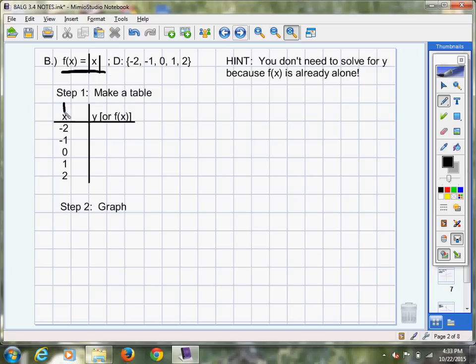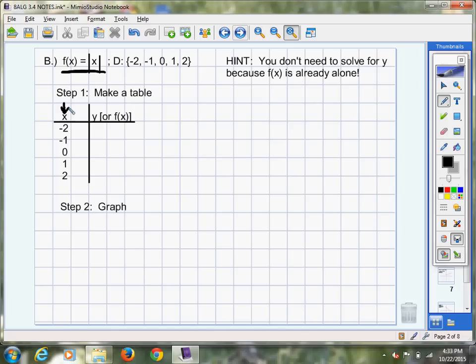All right, so step 1, we want to make a table. I've already started this table. I gave you your domain, -2, -1, 0, 1, and 2. And so what we need to do is, y is already by itself. F of x is y. Okay, I know you remember that from our previous lessons. So since it's already by itself, we're ready to plug right into the equation. We don't need to do rearranging. Y is already by itself. All right, so absolute value of x.